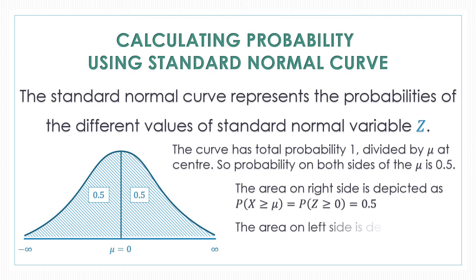Similarly, the area on the left side, which is less than the 0 value, is depicted as x less than or equal to mu, which is converted into a standard normal variable, so x is converted into z, mu is 0, so z is less than or equal to 0, that is negative infinity to 0, it is 0.5. So this is how we show our normal curve, and these are the probabilities depicted by the normal curve.